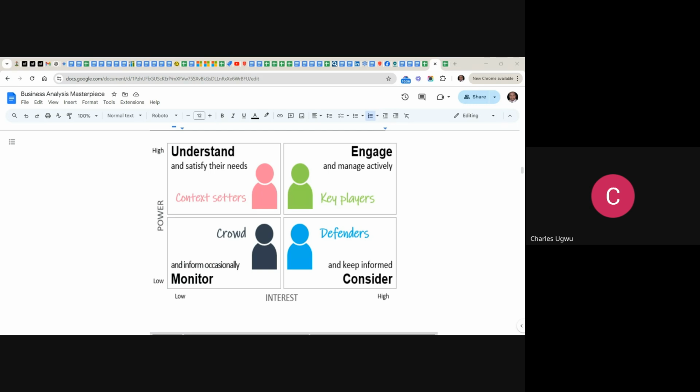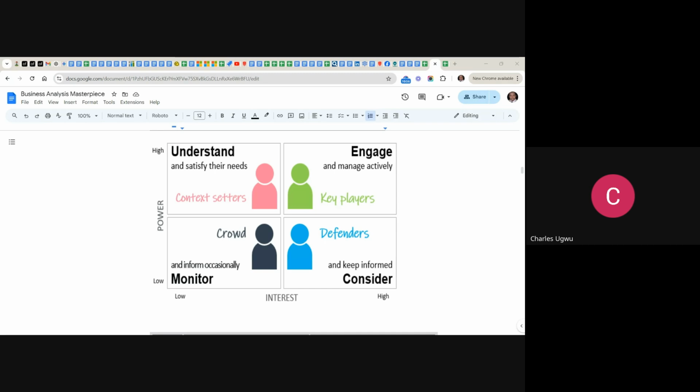Because these people, they don't care. They don't know that the big stakeholders are on your neck. So these are the people you monitor. You have to monitor them.